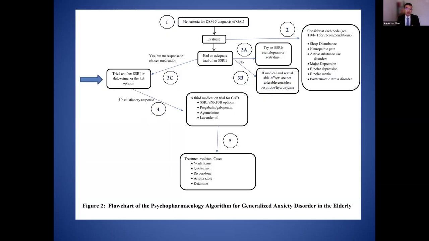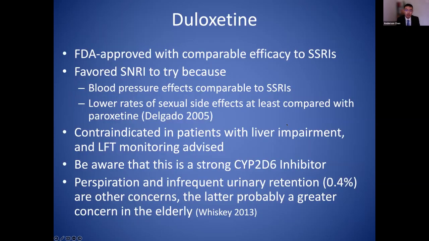So you might, at this point, try another SSRI. So if you had tried escitalopram, you might try sertraline, or another 3B option, which is here that we talked about, but you could also consider duloxetine. So duloxetine is FDA approved with comparable efficacy to SSRIs. It's a favorite SNRI compared to venlafaxine because it has a little bit less blood pressure impact. It also has lower rates of sexual side effects, at least compared with paroxetine.